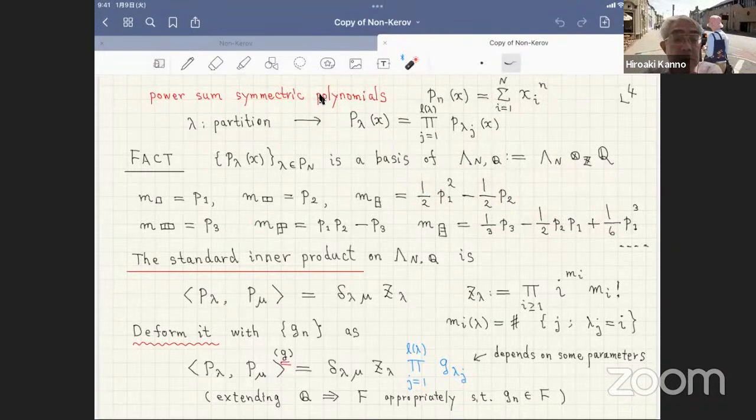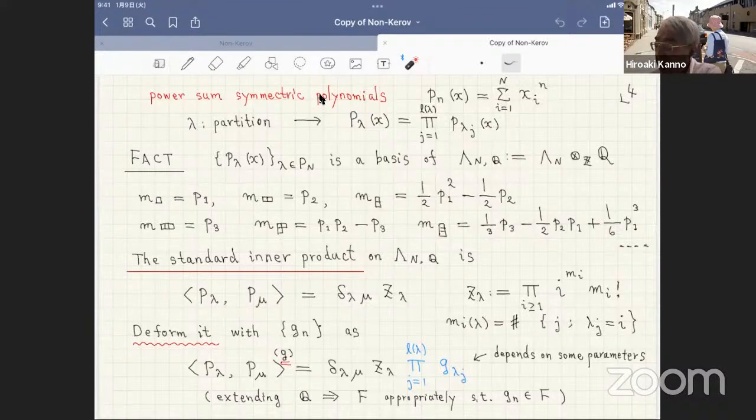As I told you, Kerov deformation is a deformation of the inner product. The standard inner product on symmetric polynomials in terms of the power sum symmetric polynomials is this one. Power sum symmetric polynomials are orthogonal, and the norm of a power sum symmetric polynomial is given by these combinatorial numbers. Yesterday, I suppose Yanagida-san defined the inner product in terms of an integral, which has some suitable measure.